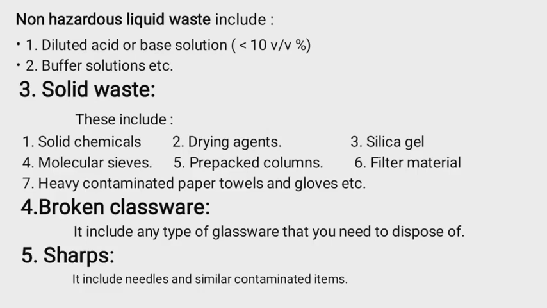And the third type is solid waste. This includes solid chemicals, drying agents, silica gel, molecular sieves, pre-packed columns, filter materials, heavily contaminated paper towels and gloves, etc. And fourth is broken glassware, which is a type of glassware that you need to dispose of. And the fifth is sharps. It includes needles and similar contaminated items.